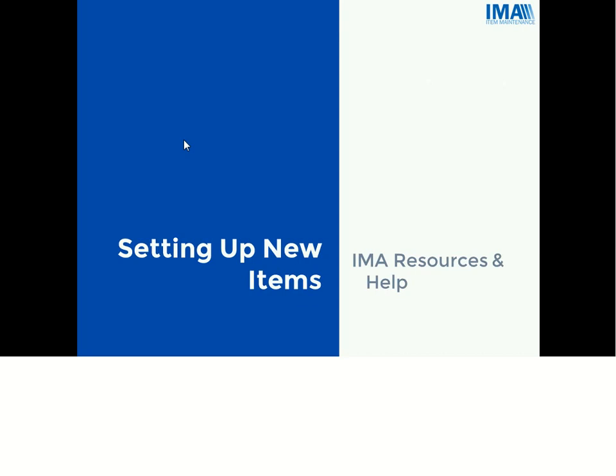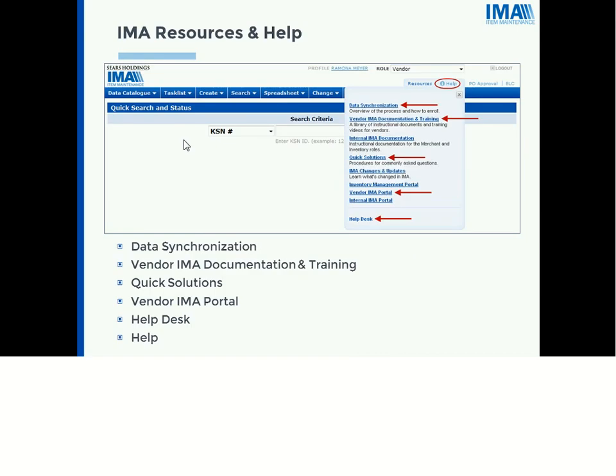Okay, we're going to go ahead and talk about IMA resources and help. Within IMA, up at the top above the menu bar, you'll see this Resources button and the Help button. If you click the Resources button, you'll get this drop-down list. Be aware that some of it's applicable for you as a vendor, some of it's applicable to internal users, some of it's applicable for both. So for you as a vendor, you may be interested in the data synchronization link, the vendor IMA documentation and training. That'll take you to our IMA training page.